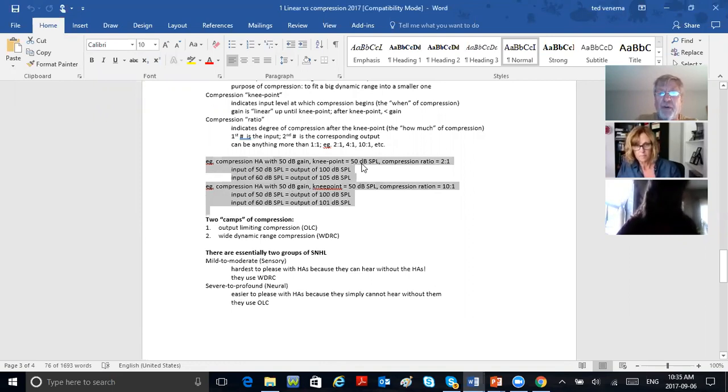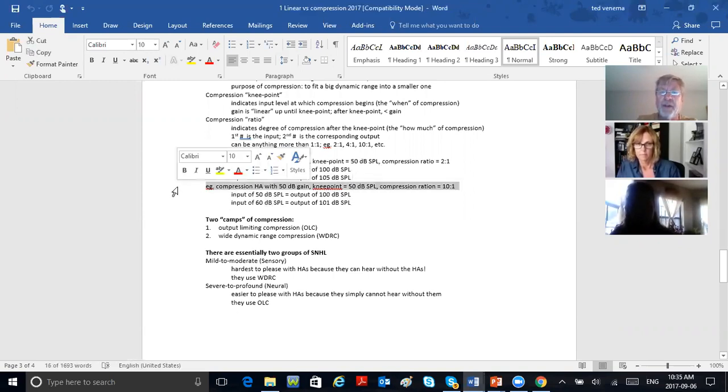Because your knee point is at 50 and your gain is 50. Knee point's at 50, compression ratio 2-to-1. An input of 50 will therefore be an output of 100 because you're right at the knee point but not beyond it. But an input of 60 is going to be an output of 105. You went up by 10, your output only went up by 5.